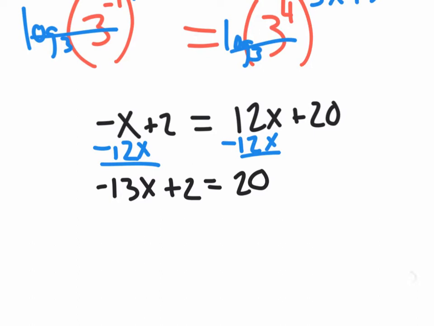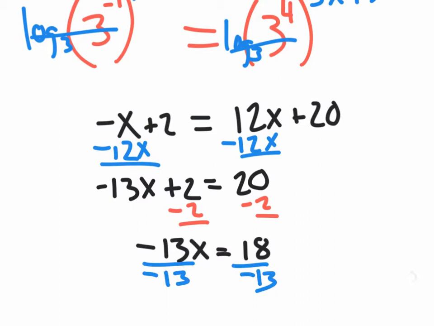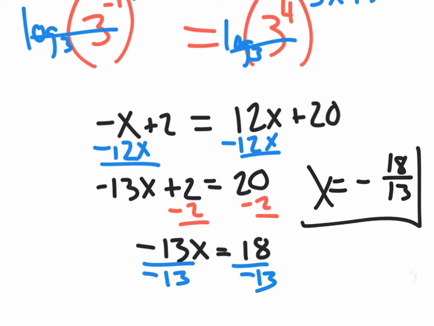Let's subtract 2 on both sides. And we'll have negative 13x equals 18 left over. My final step would be to divide both sides by negative 13. And that's our answer: x equals negative 18 over 13.